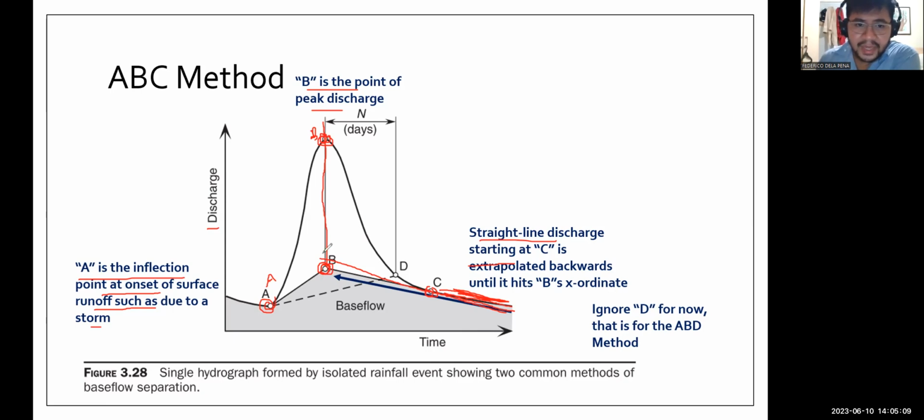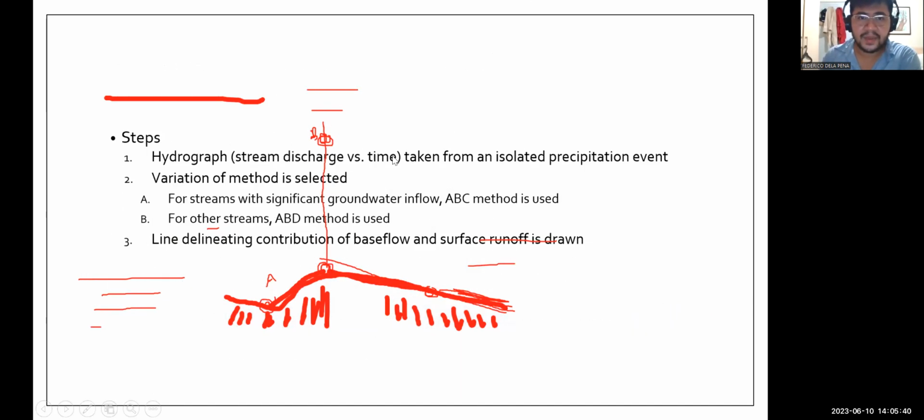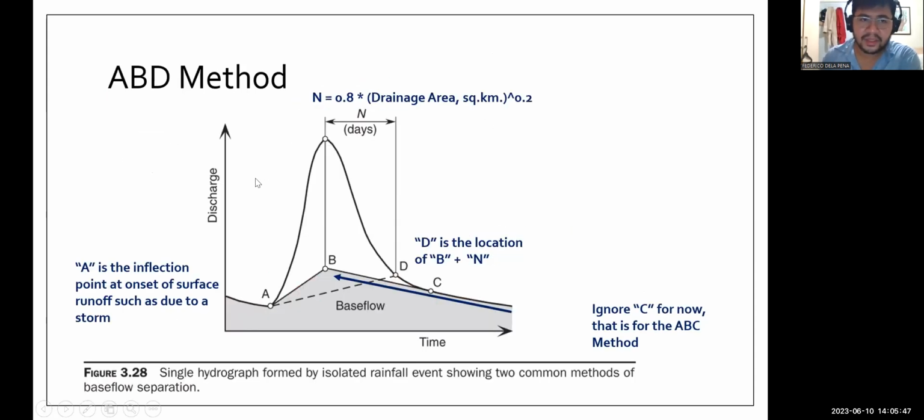Once we've done that, we can just basically connect point A, point B, and point C. Okay? And all the area underneath this line is your base flow, or the flow due to groundwater recharge. Okay? That's the basic principle of the base flow separation method. Okay, there are other methods like the ABD method, but I'm not going to discuss this at this point.